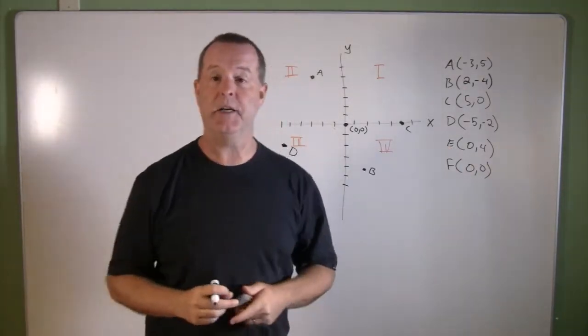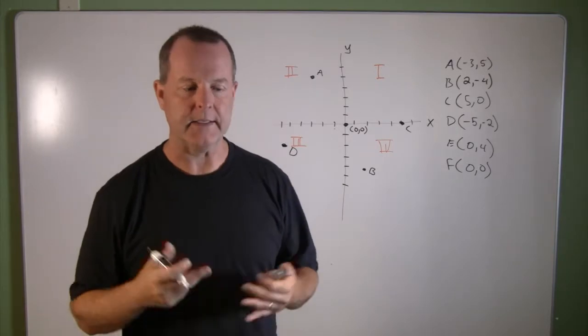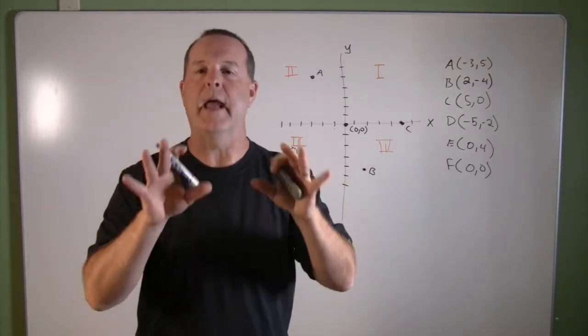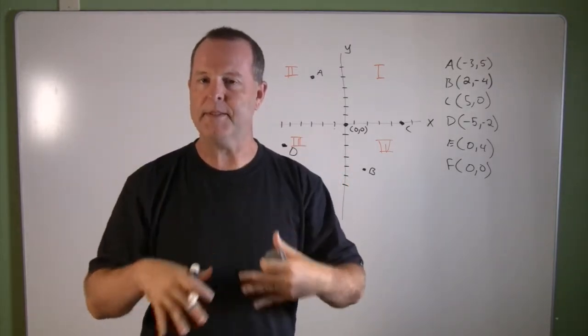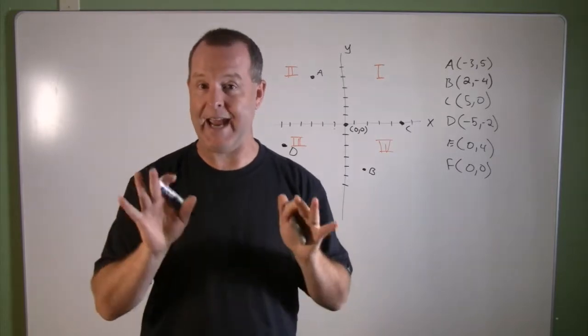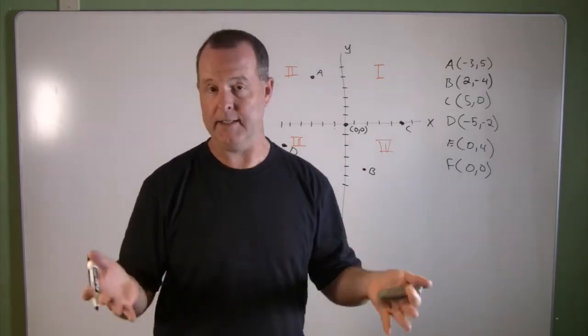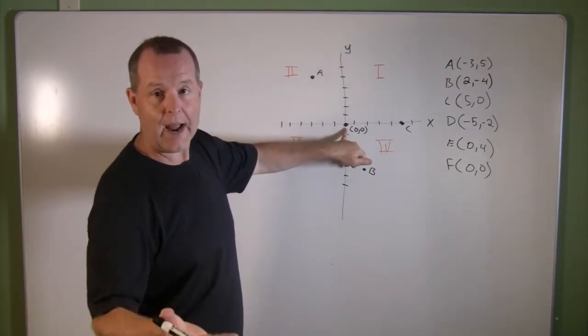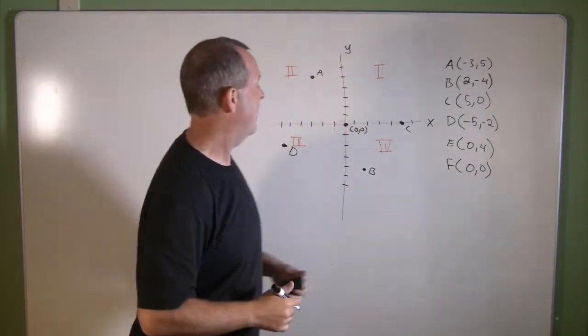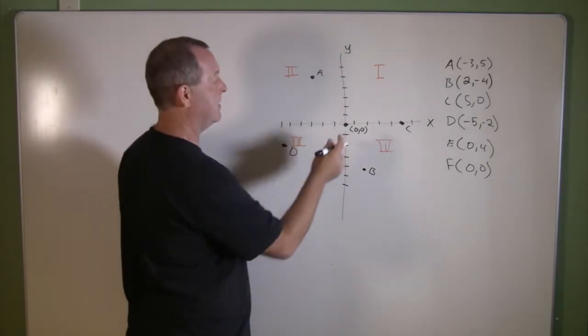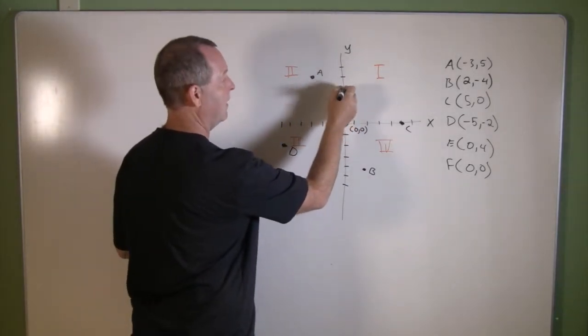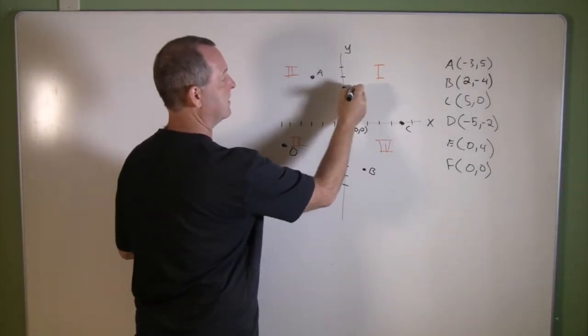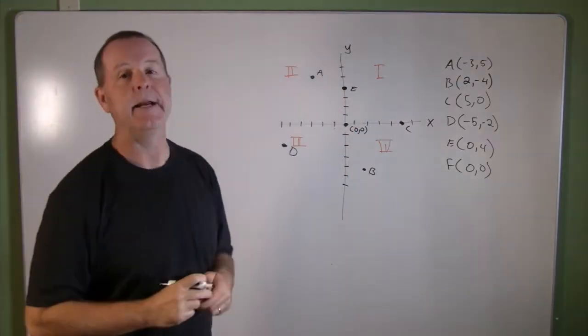Point E, (0, 4). All right, that's 0. The first number represents how far I go on the x-axis, left or right. And since it's a 0, I stay put. And then I look at the y coordinate, which is a 4. And that tells me I'm going to go up, or +4: 1, 2, 3, 4. And right there on the y-axis, I have my point E.